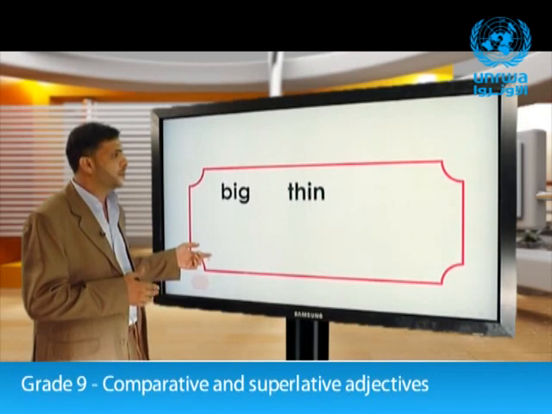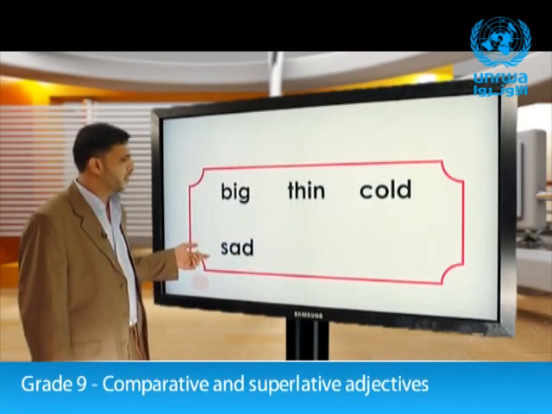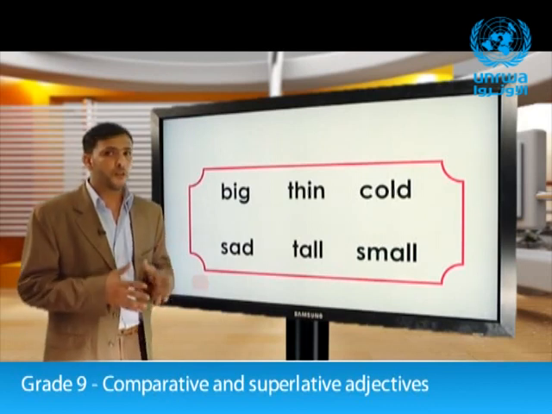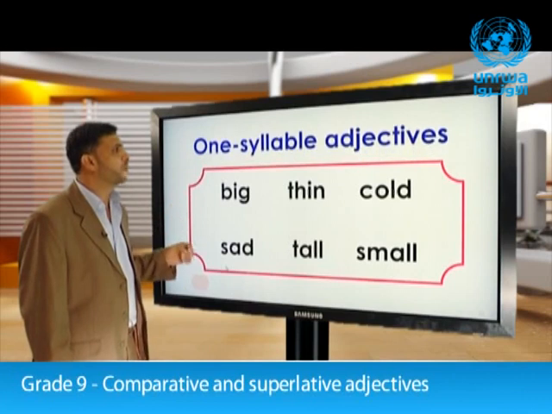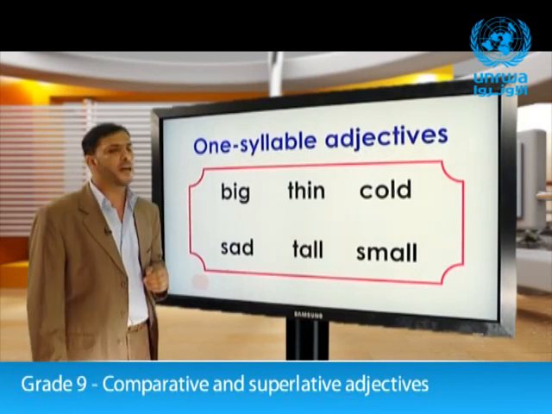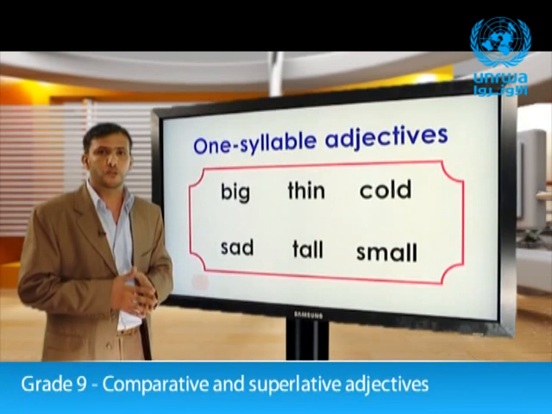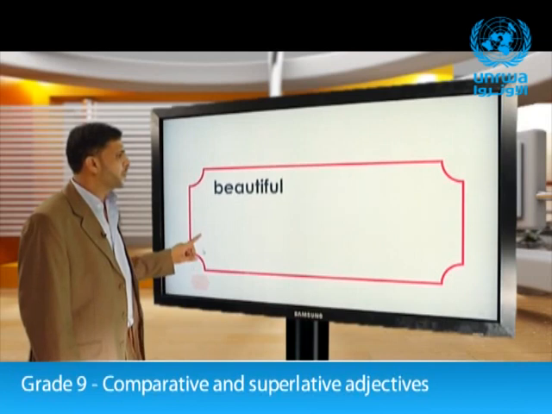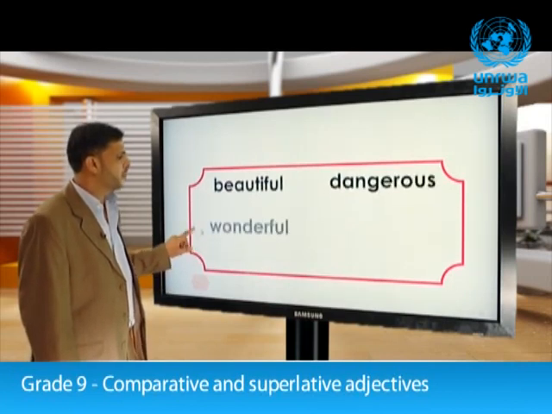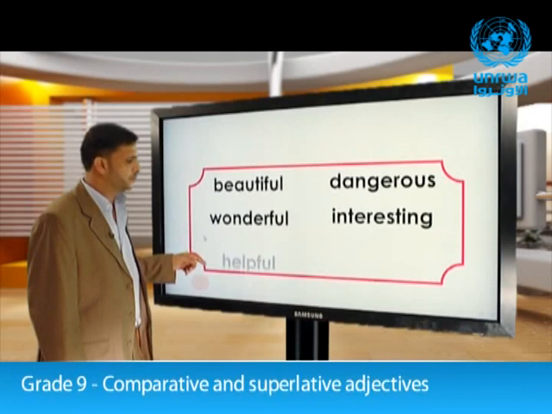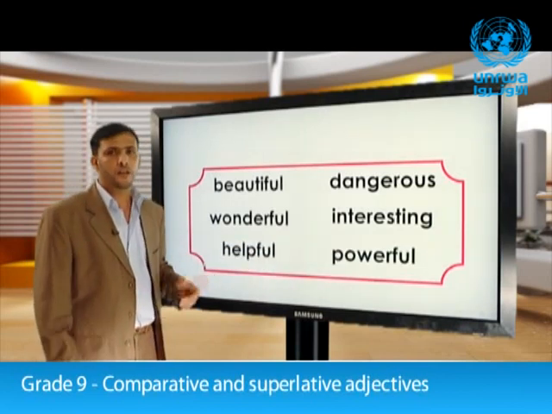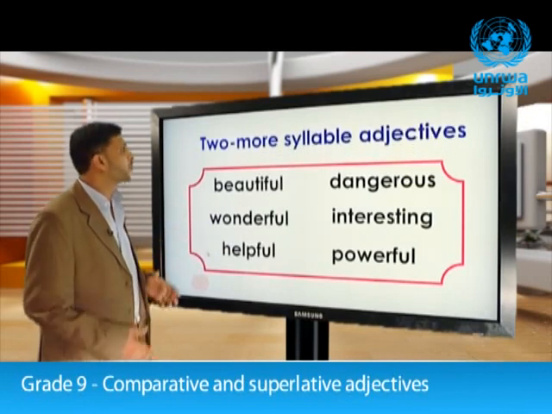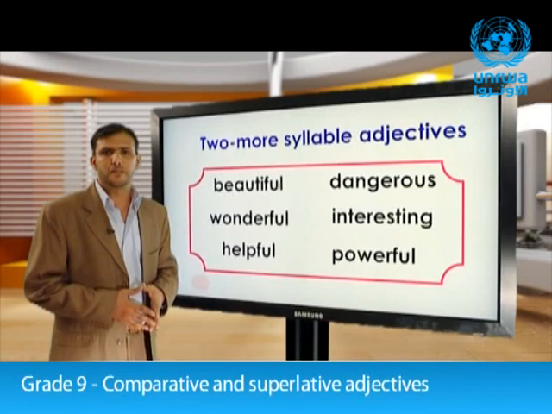Big, thin, cold, sad, tall, and small. All these adjectives have one syllable. These are called one syllable adjectives. Look, beautiful, dangerous, wonderful, interesting, helpful, and powerful. These adjectives have two or more syllables. These are called two or more syllable adjectives.